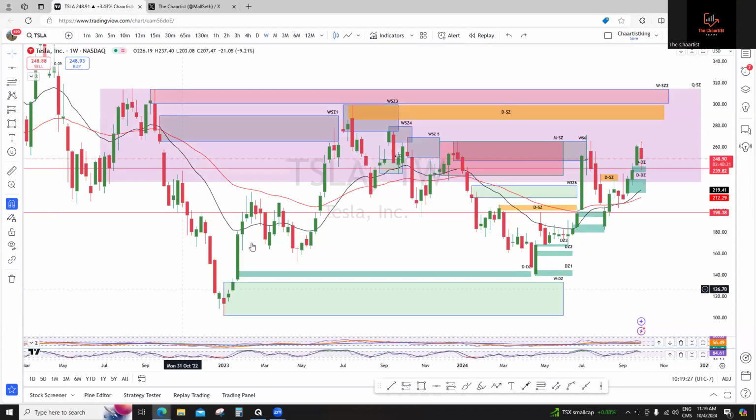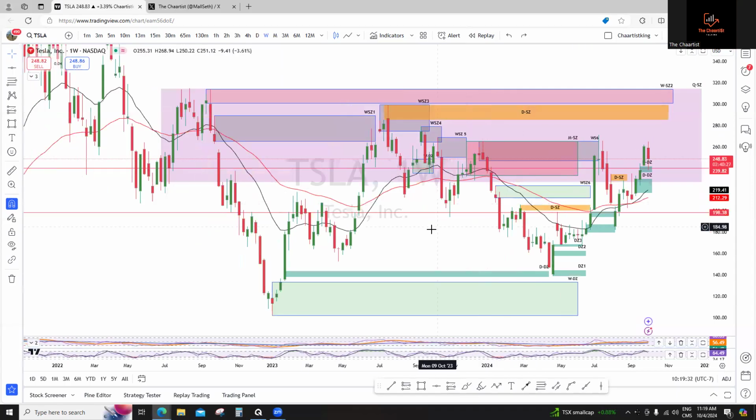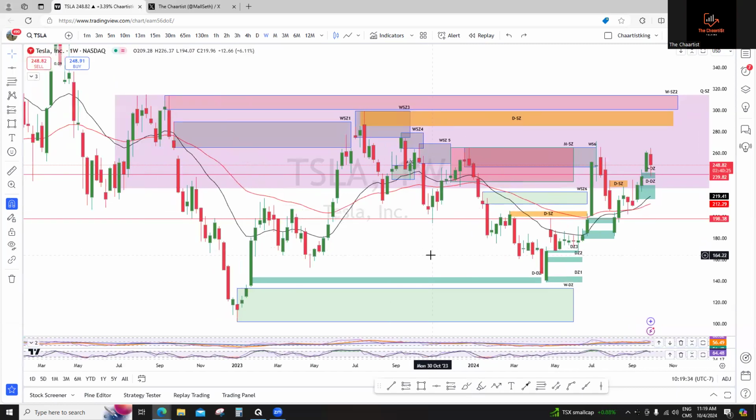Let's put it like this. You can get a halt here easily around 285. And if it comes down, you need to know your levels. You need to know your risk. Don't just buy blindly. Please don't do that.